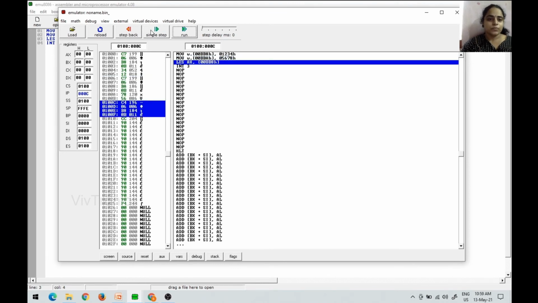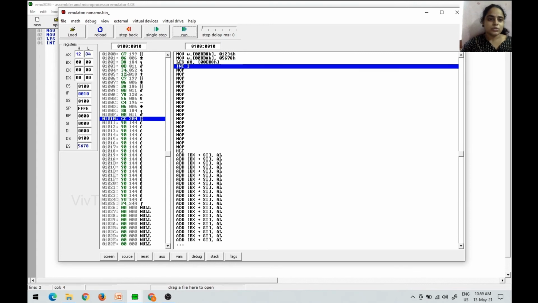So now LES AX comma content of 3000. You can check out here, the AX register is copied with the memory location 3000 value 1, 2, 3, 4 and the extra segment is loaded with 5, 6, 7, 8, so the data of 3002 and 3003. Okay, in this way our LES works.